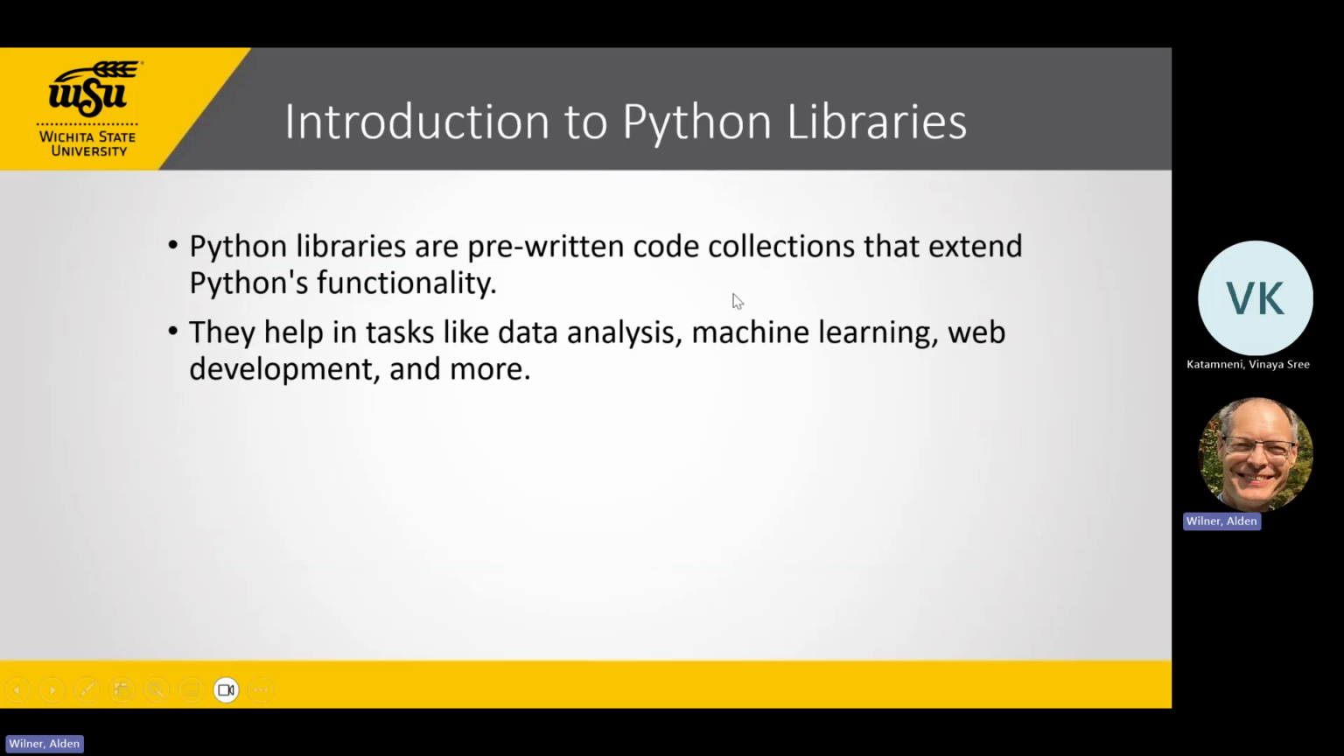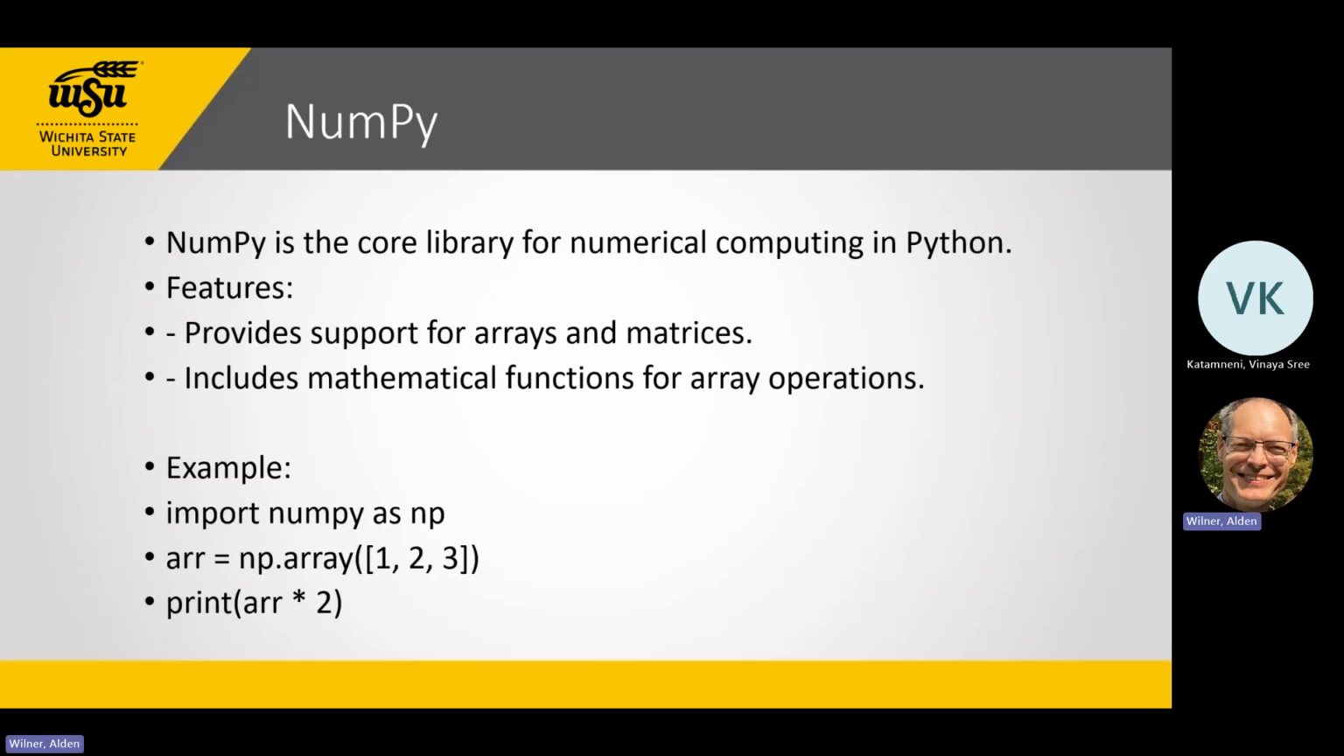Python libraries are pre-written code that extend Python's functionality. NumPy is the core library for numerical computing in Python. It provides support for arrays and matrices. Import numpy as np. We create this new data type called an array, which is a combination of lists and tuples, as it were. We can print array times 2. We can multiply everything in the array times 2, and we'll actually print out 2, 4, 6.